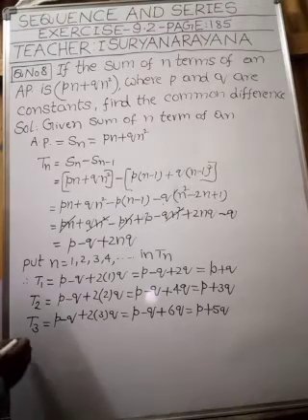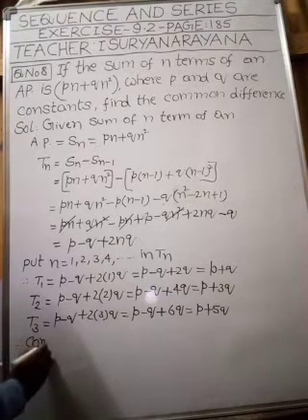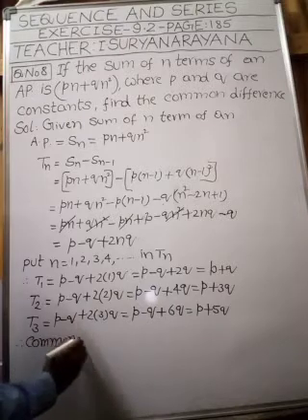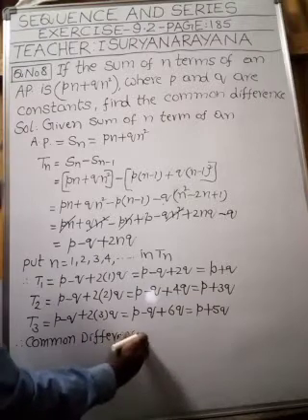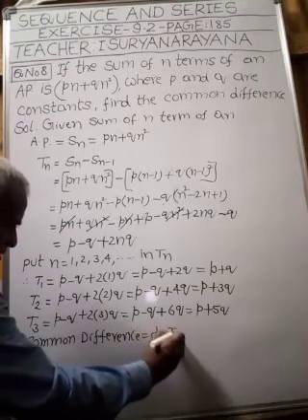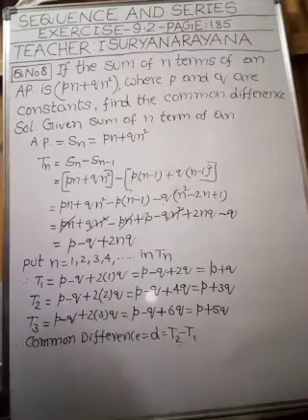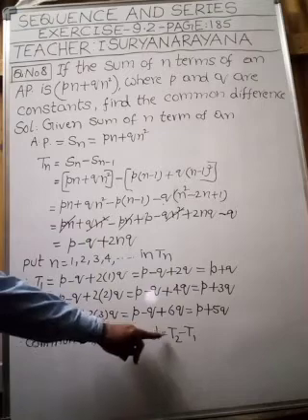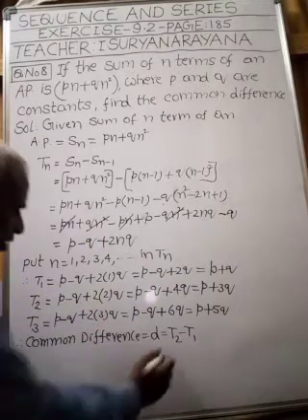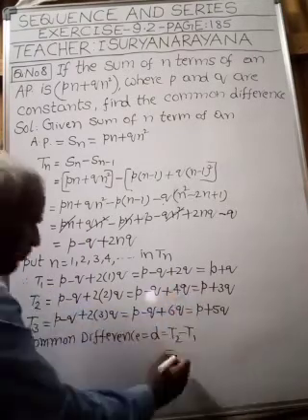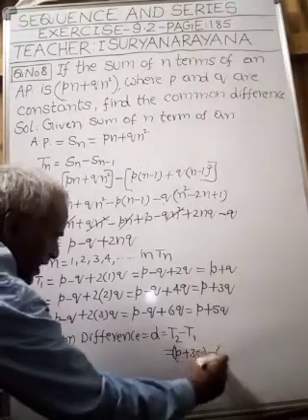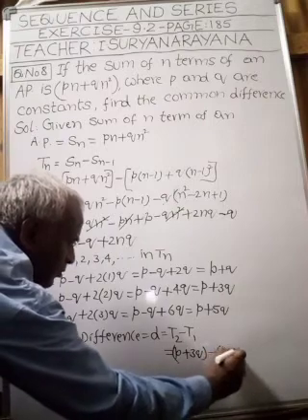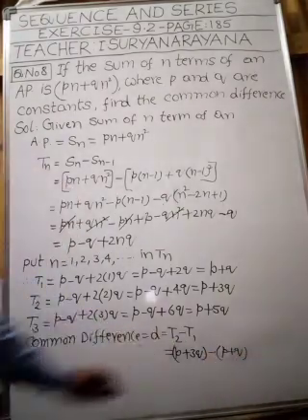Okay, my children. Therefore, common difference D is equal to T2 minus T1, second term minus first term. Do you remember this point, my children? Right. That is equal to, what is T2 here? P plus 3Q minus P plus Q. Understood this step, my children?